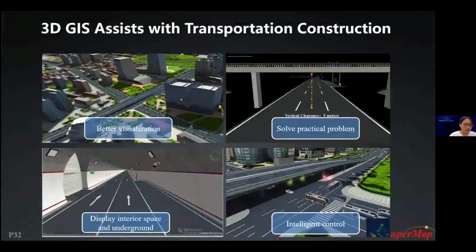So let's look at how 3D GIS assists transportation construction. Firstly, 3D GIS provides better visualization of the real scene. So we can view the sky, the objects on the ground, even the objects underground at the same time. It also can solve practical problems such as the height design of overpasses and display interior space such as the tunnel model. Meanwhile, 3D technology makes intelligence possible.